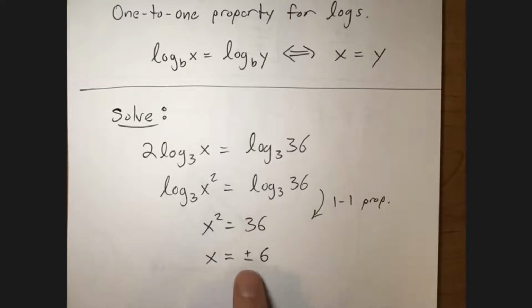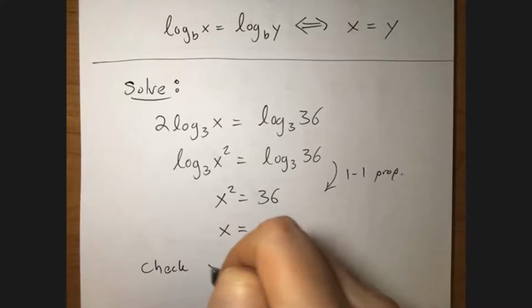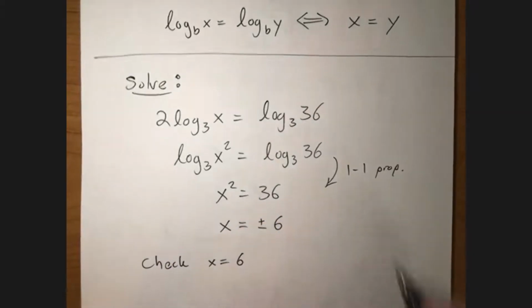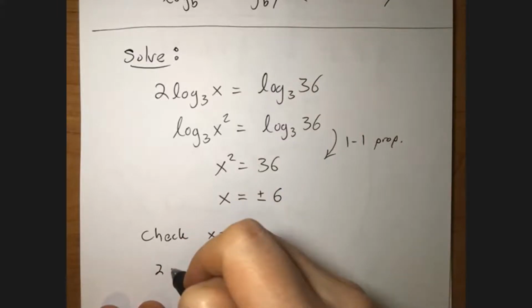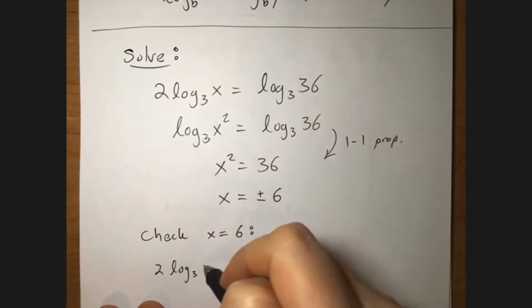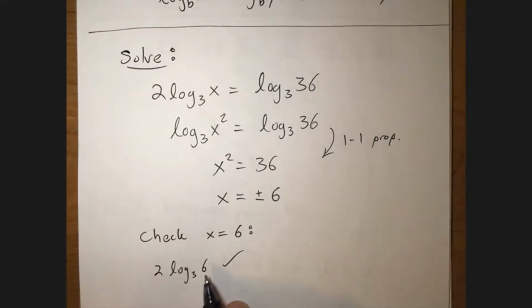Well, let's check these. When x is positive 6, okay, let's check x equals positive 6. Well, I plug that in up here. 2 log base 3 of positive 6. That makes sense. There's nothing wrong with that. It's in the domain of log, everything's fine. All right? So that's fine.